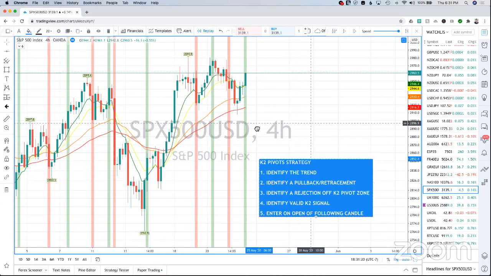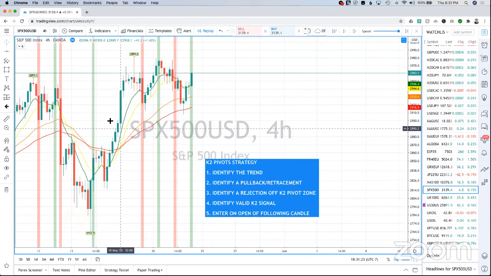There we go. So right here again, you want to identify a trend. Right here, it's trending upwards, pretty strong. Identify a retracement pullback. Price shot up this way, retraced down this way. There's the retracement. Identify the rejection. You can see right here, price rejected off level 4. Lastly, identify a valid K2 signal. Right here is a valid buy signal. It's a green buy signal with a green bullish candle. So all requirements are met.